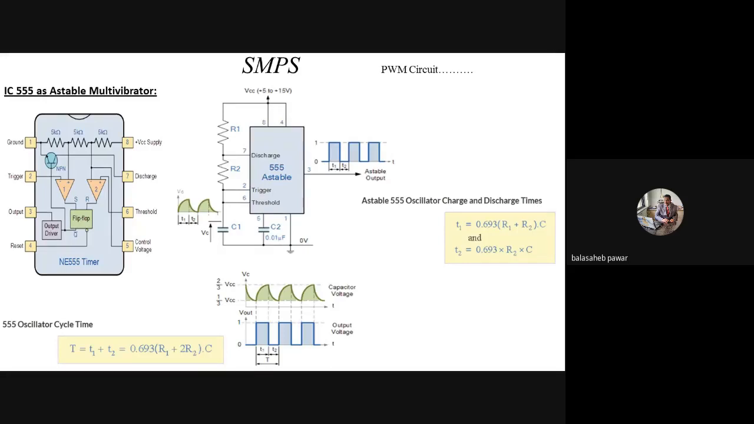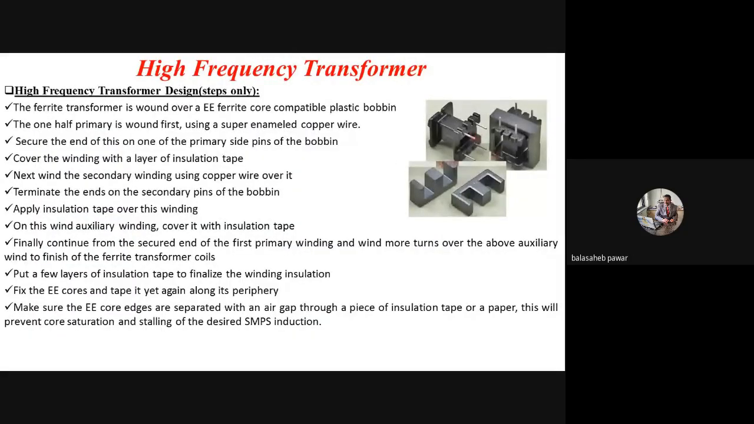Is it okay now? Yes or no? Okay, the next topic is the design steps of a high frequency transformer. But I think our time is over, so we'll discuss this next topic, how the high frequency transformer is designed and developed. It is somewhat like our conventional transformer, but the material used is different, mostly ferrite core material. And its features over the conventional transformer, I will also explain during the next lecture.